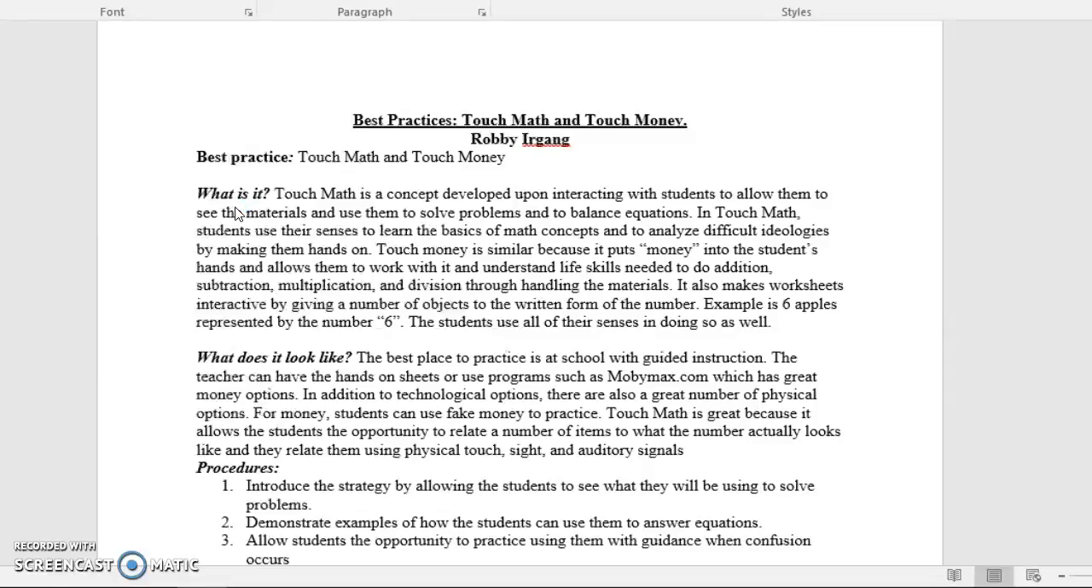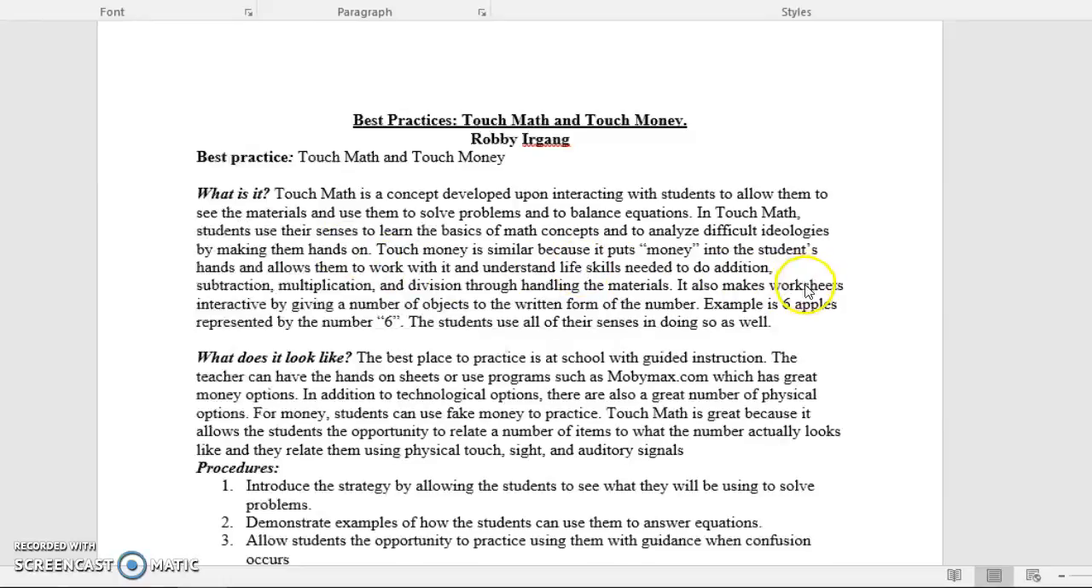Touch Money is actually really similar to it, where we put money into the hands of the students. Not real money, of course, but we put money into the hands of the students to allow them to see what the bills look like and how they can interact with the money. Thinking that 2 quarters is more than $1 is a very simple thing that some students find very difficult, because there are 2 items of quarters and there's only one $1 bill, and that seems like less.